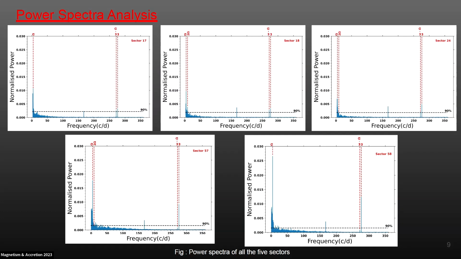As you might see in sector 17 and 18, the powers of the spin and beat frequencies are almost comparable, with the spin frequency being slightly dominant over the beat frequency. But when you see sector 57 and sector 58, the power of the spin frequency has increased very much, while that of the beat frequency has decreased. In fact, it has decreased so much that it has gone below the significance level. So there is a change occurring in the system within a span of 2 to 3 years.